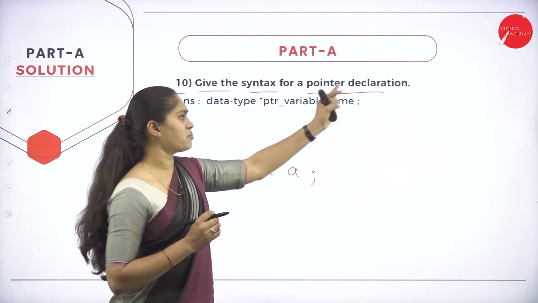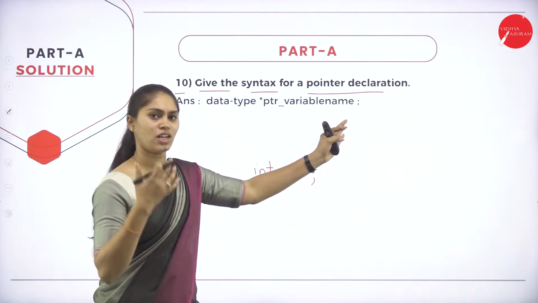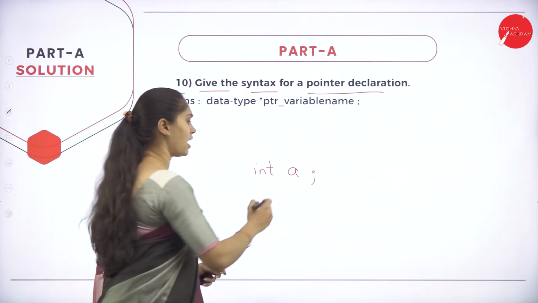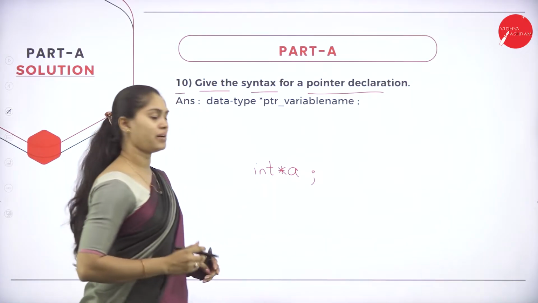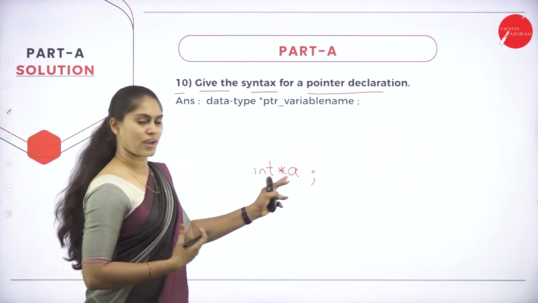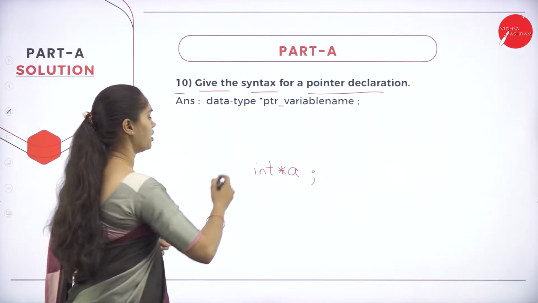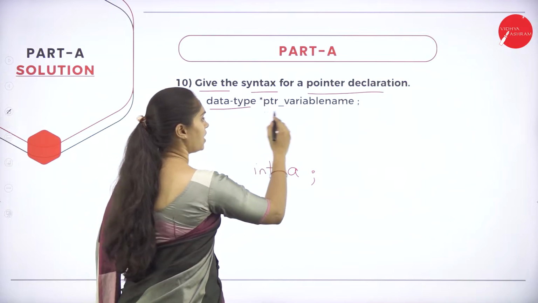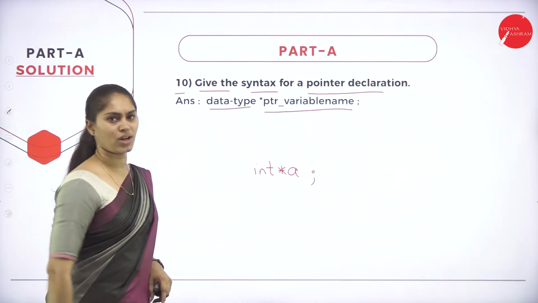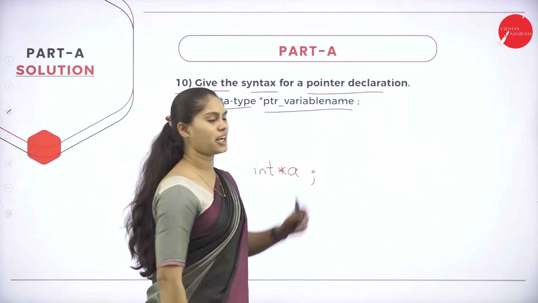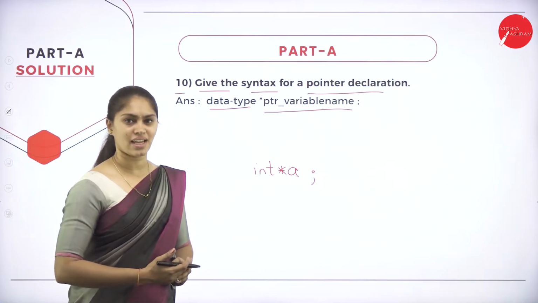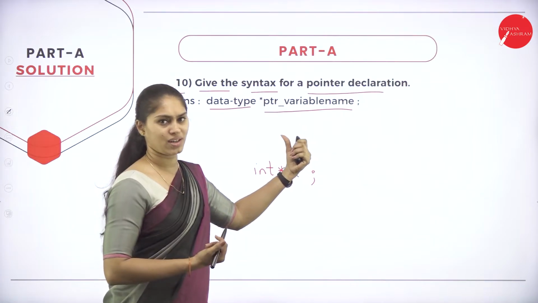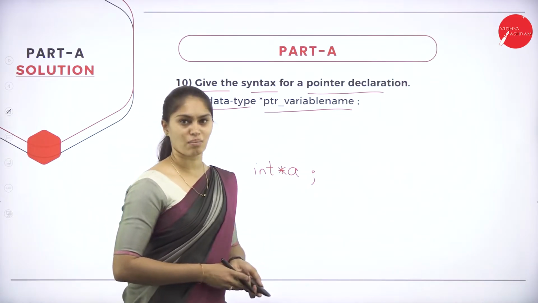When I want to declare pointer variables, we have to do the same thing. Along with that, I need to specify the asterisk symbol that specifies the pointer variable. So we need to specify the data type and put the asterisk symbol. Then you can give any name for the pointer variable, and don't forget to give the semicolon at the end. Data type, asterisk symbol, pointer variable name, and then semicolon.